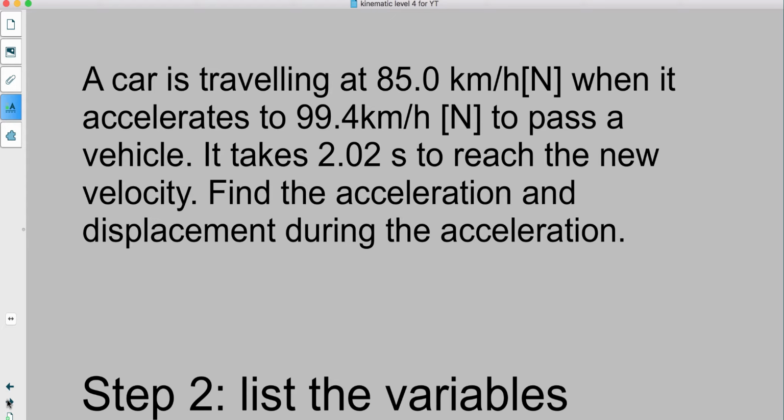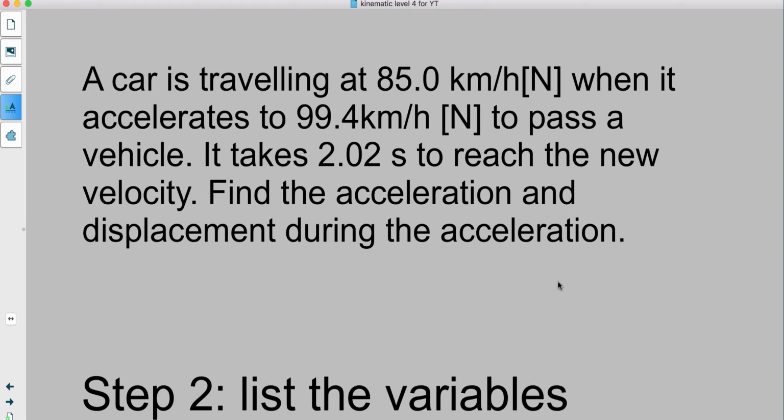Here's our first question. A car is traveling at 85 kilometers an hour north when it accelerates to 99.4 kilometers an hour north to pass a vehicle. It takes 2.02 seconds to reach the new velocity. So that's our information. Those are the initial conditions. And now the questions are find the acceleration and the displacement during the acceleration.